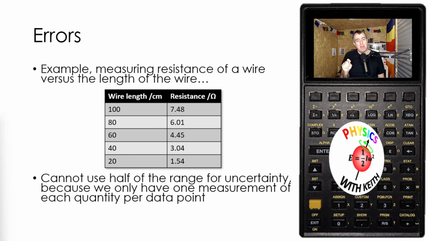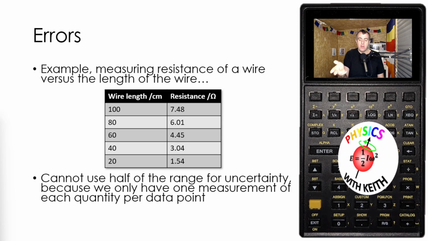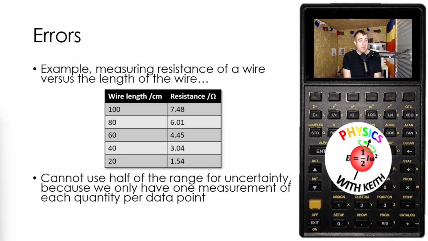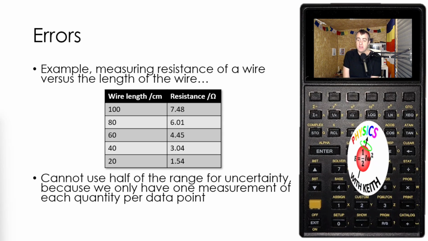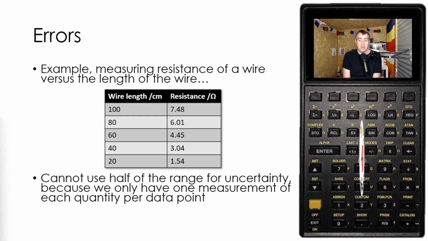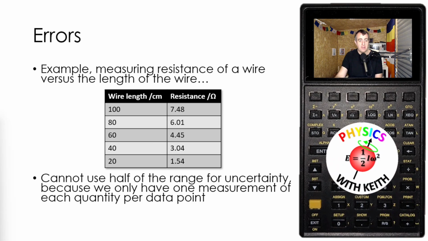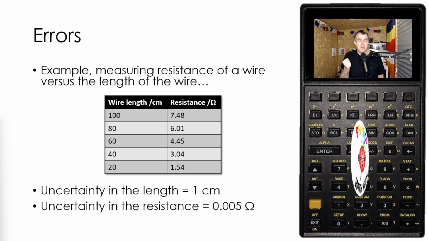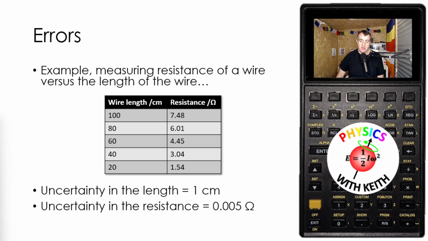But we can estimate an uncertainty based on the instruments that we have used to measure. So, for example, if I used a ruler to measure the wire length, and this ruler could only measure to the nearest centimetre, and I used a resistance meter, an ohm meter, to measure the resistance, that could only measure to the nearest 0.01 ohms. And I've got these data here. Well, what I can do with this is estimate the uncertainty, and it's going to be based on the resolution of the instrument.